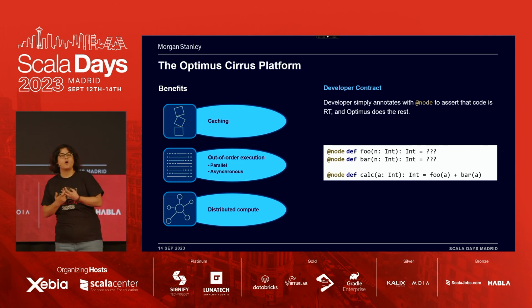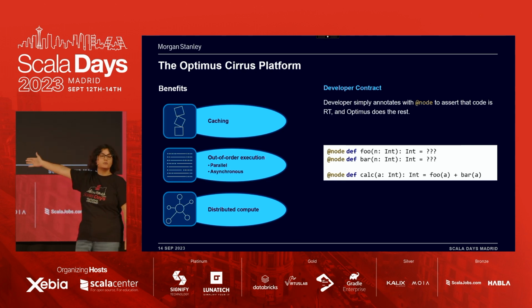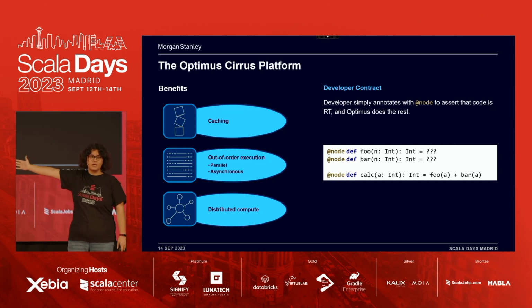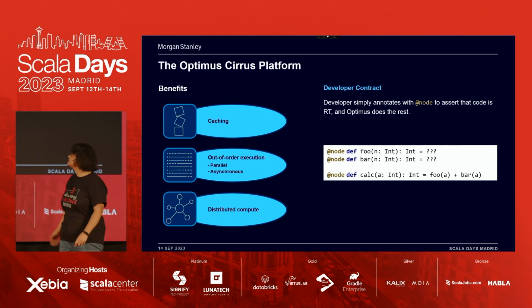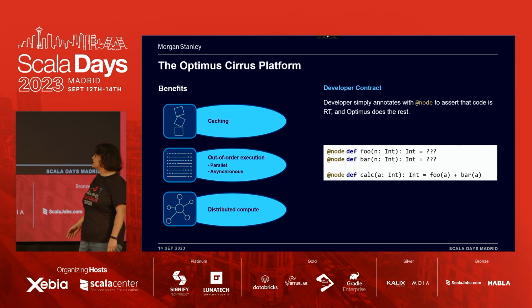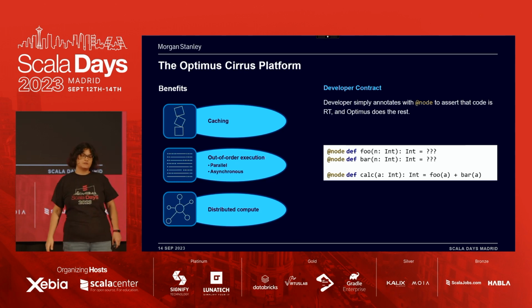So this is exactly what Optimus Cirrus is about. All we ask you is to please write referentially transparent functions. Please mark them as node, and we are going to transform your code with some compiler plugins to have all these good properties that, yes, can be achieved manually, but hey, it's a lot of effort, and I would create a lot of bugs. So when you mark your function with @node, the Optimus Cirrus platform will cache it, run it in parallel and asynchronously, and it will distribute it.